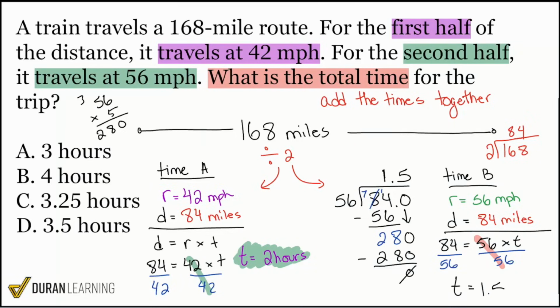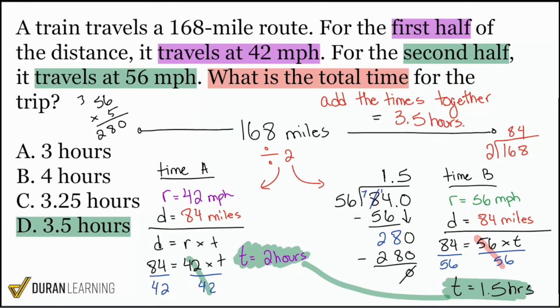1.5 hours is that second part of the trip, but don't get cocky, don't get too confident, because we need to add those times together still. There we go. 2 hours plus 1.5 hours gives us the total time of 3.5 hours. And there we are, everybody. That is answer choice D. That's how we get the correct answer.